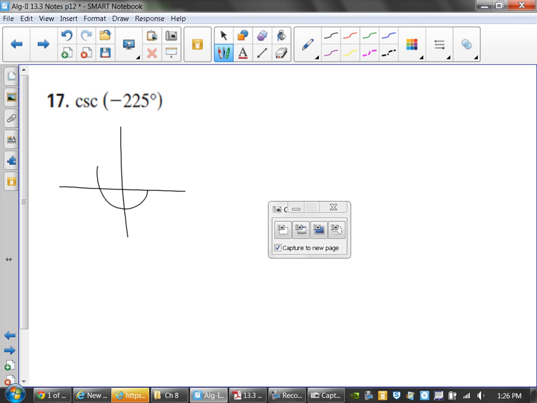Negative 225 gets me the second quadrant. My reference angle is 45 degrees. 45 degrees is pi over 4, and it has the exact same sine and cosine value, doesn't it? What was the sine and cosine value of 45? Root 2 over 2. Good.